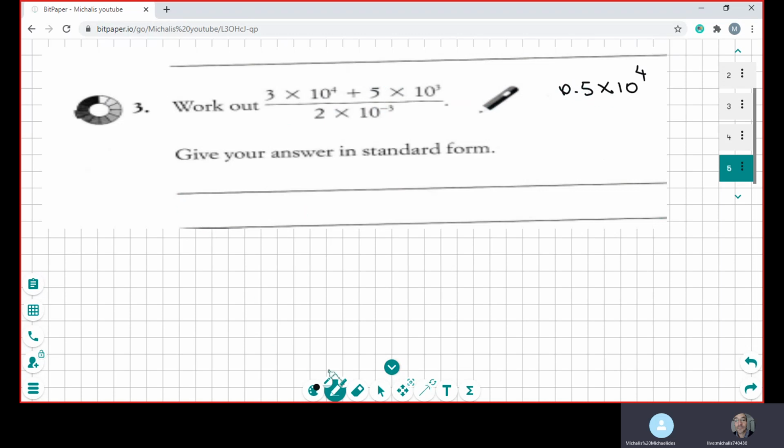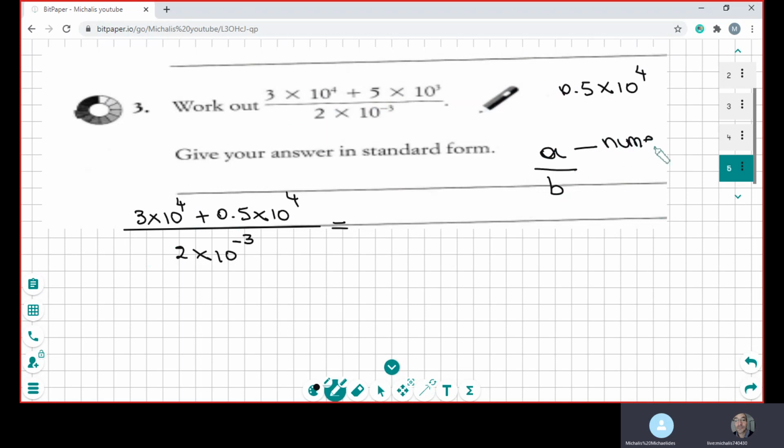Now the fraction that I need to use here is this one. So I have 3 times 10 to the power of 4 plus 0.5 times 10 to the power of 4, divided by 2 times 10 to the power of -3. Now, the numerator of the fraction is the number above the other one. So this is the numerator, in case you forgot. And the other number is the denominator.